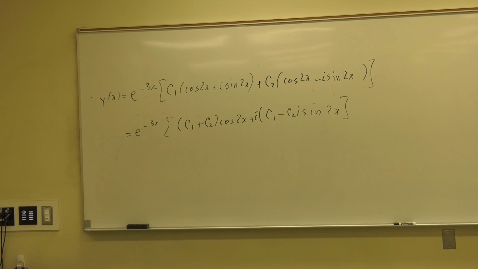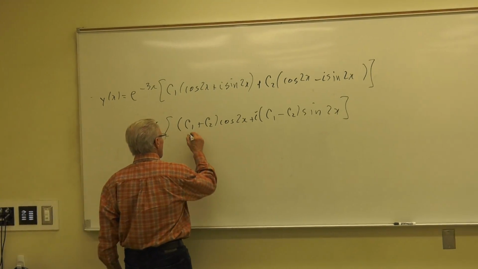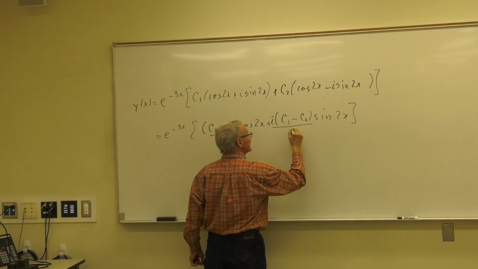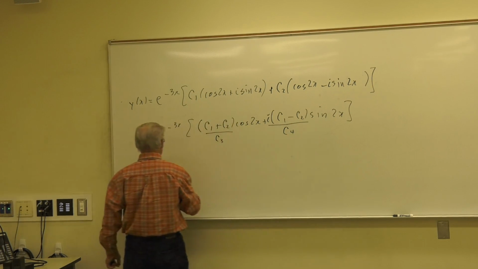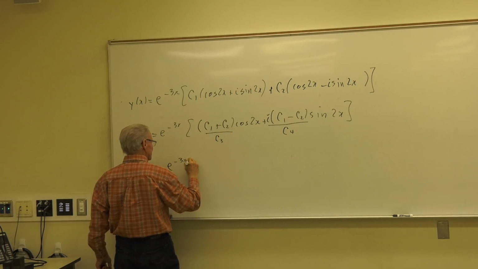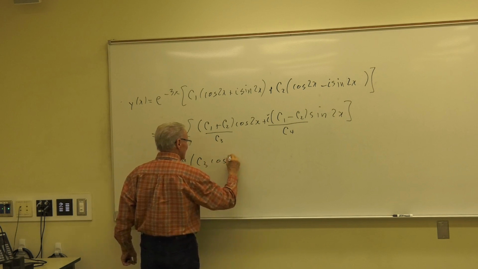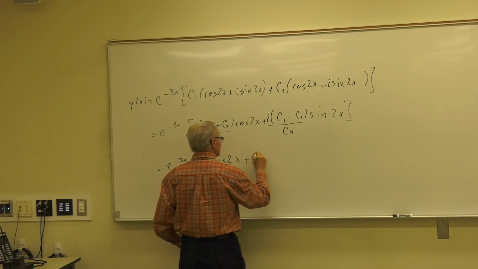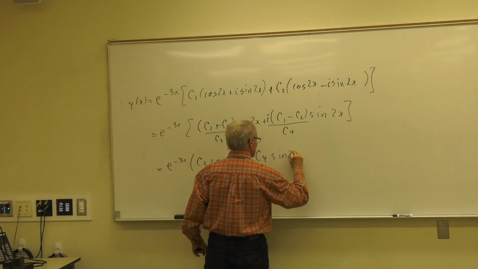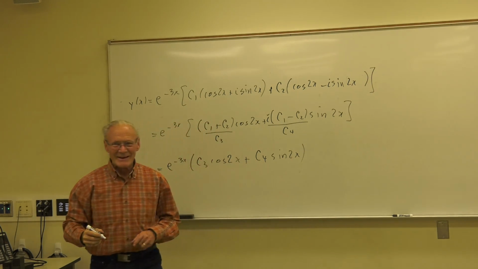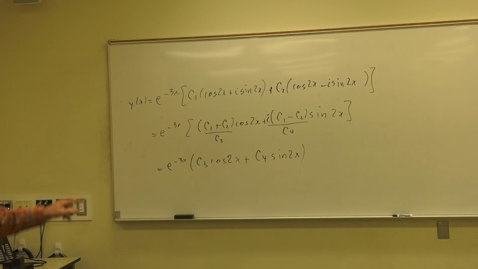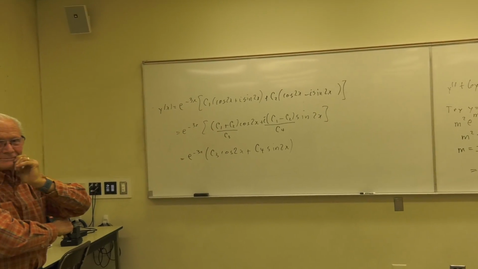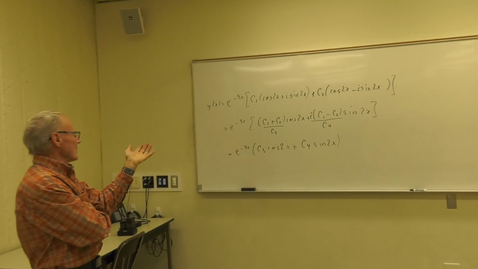Now I'm going to pull a fast one. I'm going to call that c3. I'm going to call this c4. And therefore, e to the minus 3x, c3 cosine 3x. Oops, not 3, 2. Plus c4 sine 2x. Isn't that pretty? There's my solution. There's my general solution. It's got two arbitrary constants in it.